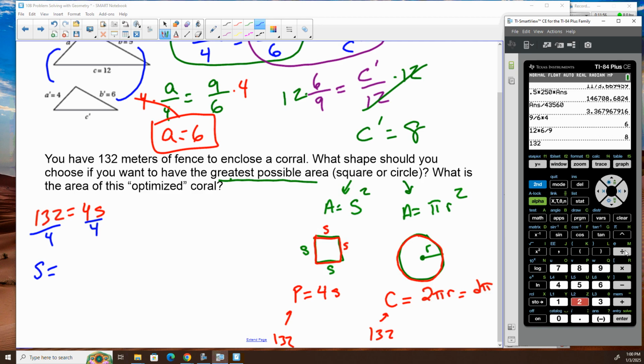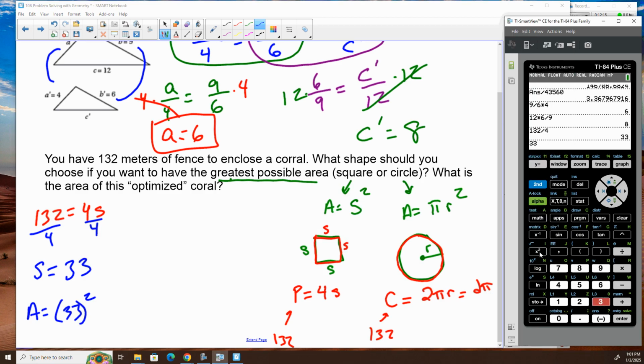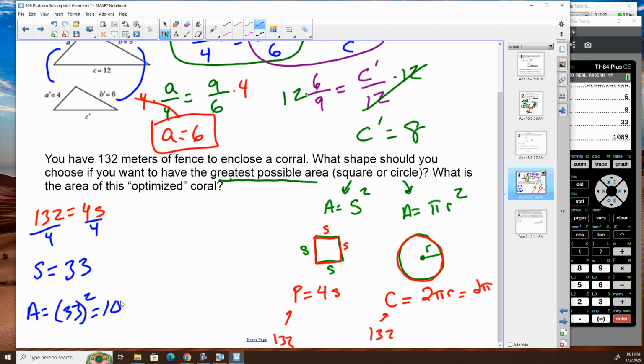So 132 divided by 4 is going to give me 33. Now if I want the area of that square, since each side length is 33, the formula said side squared, so I'm just going to go 33 and square it. So that's going to be 1,089. And then this was in meters, so meters squared.